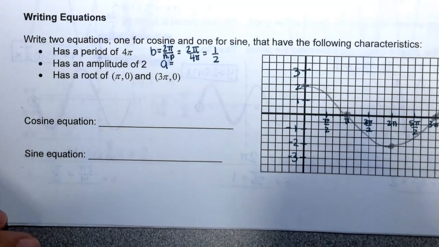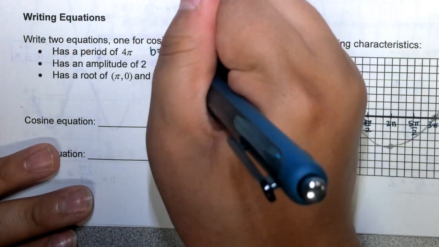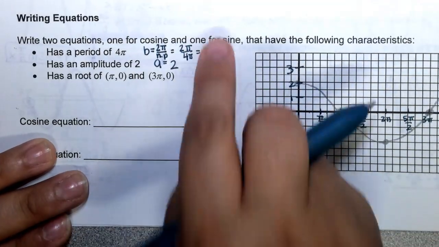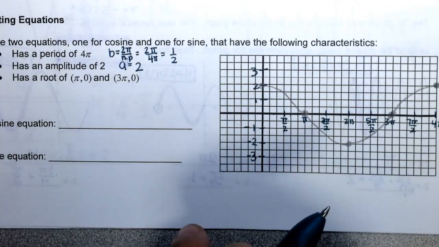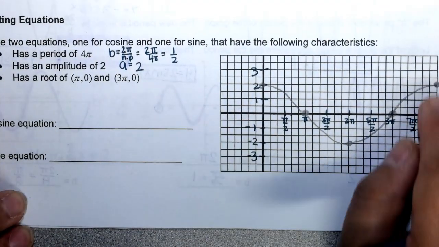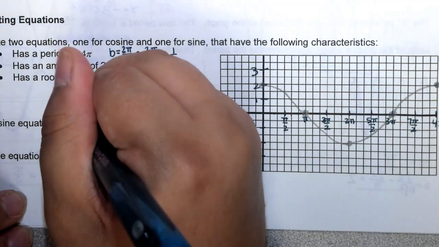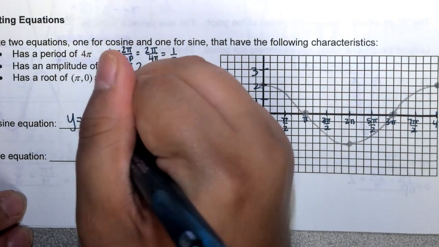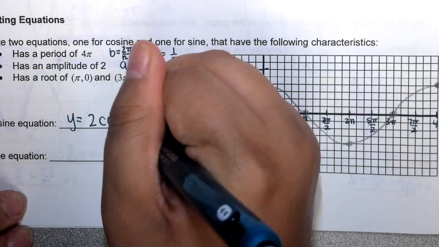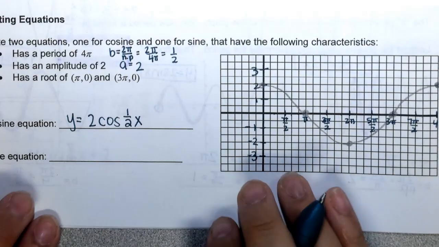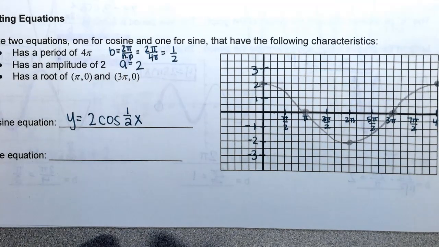What's my A? 2. Does everybody see how I graphed this given that information? Yes. Okay, so what is my equation going to be? Y equals 2 cosine 1/2 x. Does that make sense? Here's where it gets complicated. What is the sine?